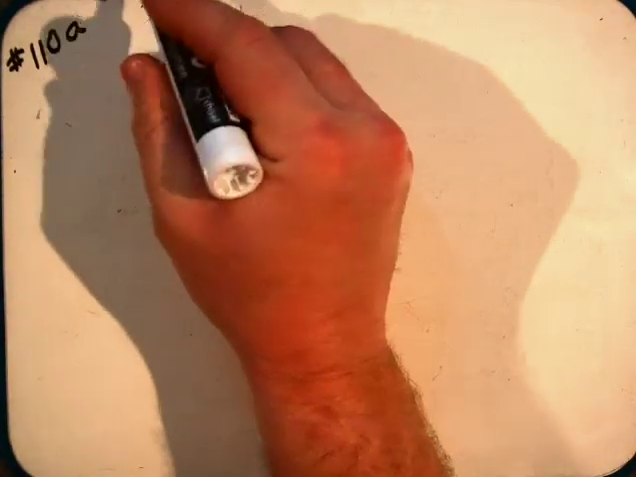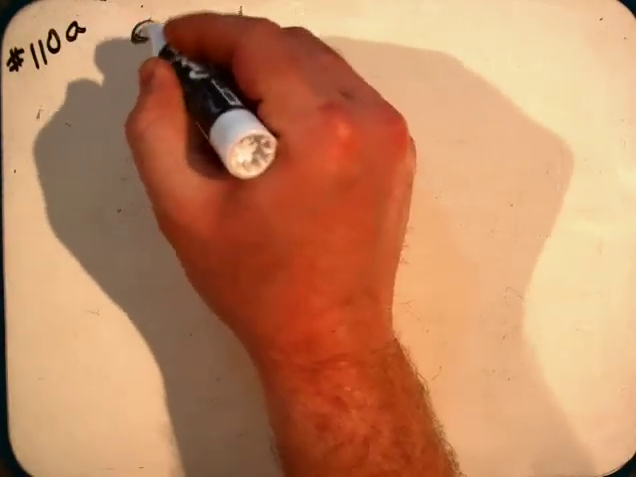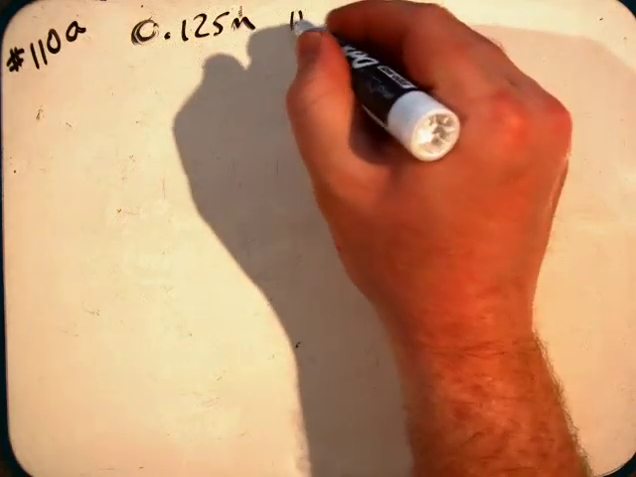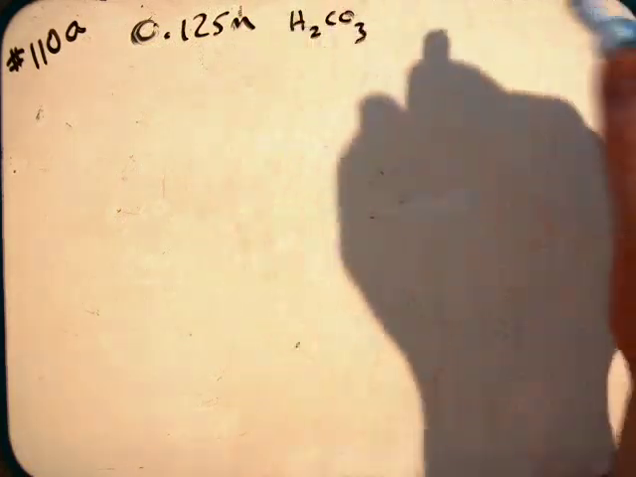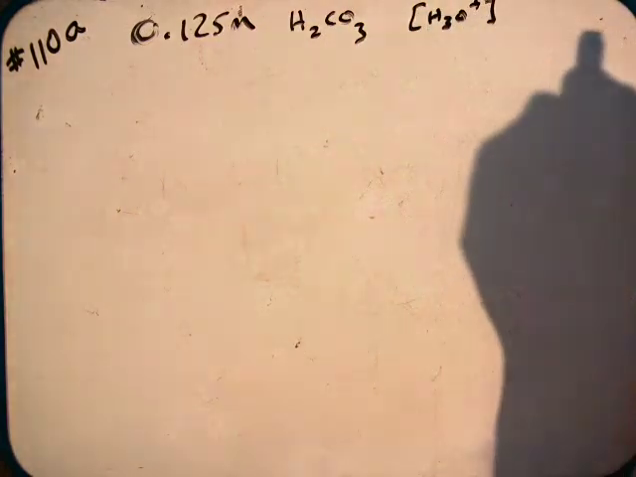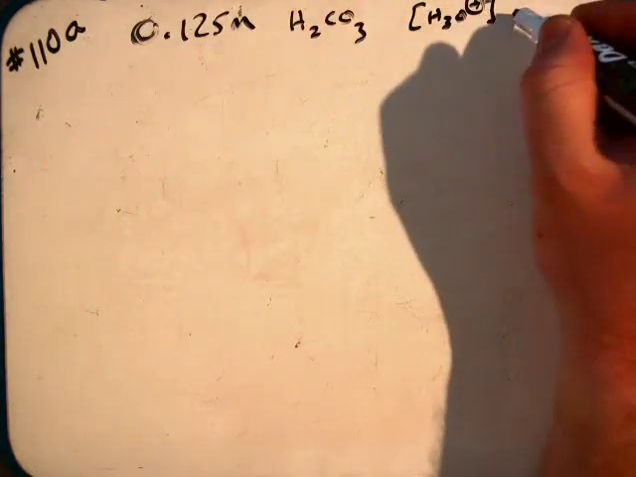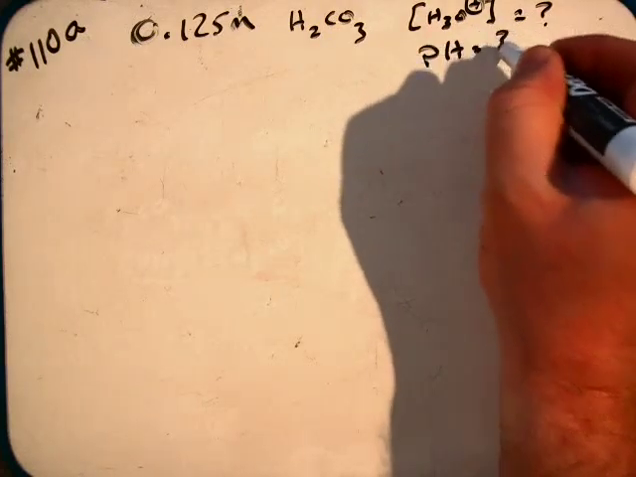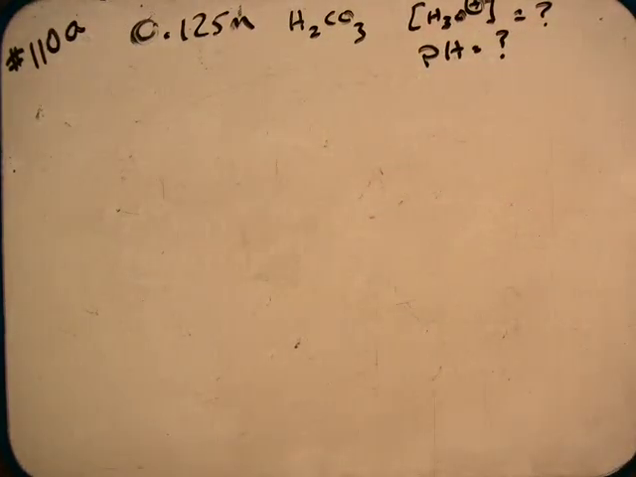This is number 110, part A in chapter 15. It looks at polyprotic acids, and it looks at a solution that is 0.125 molar in carbonic acid, and we want to solve for our H3O plus concentration, and we also want to solve for our pH.